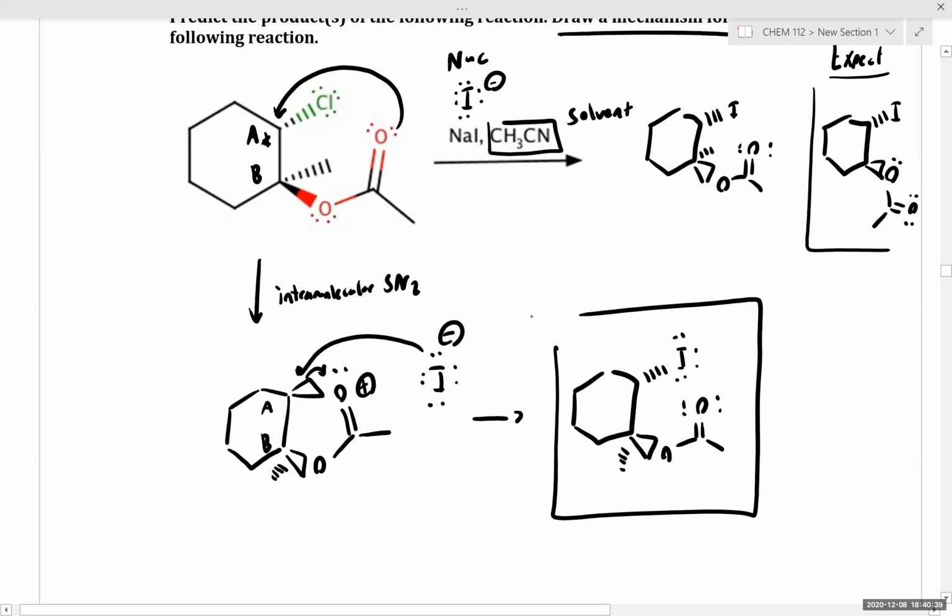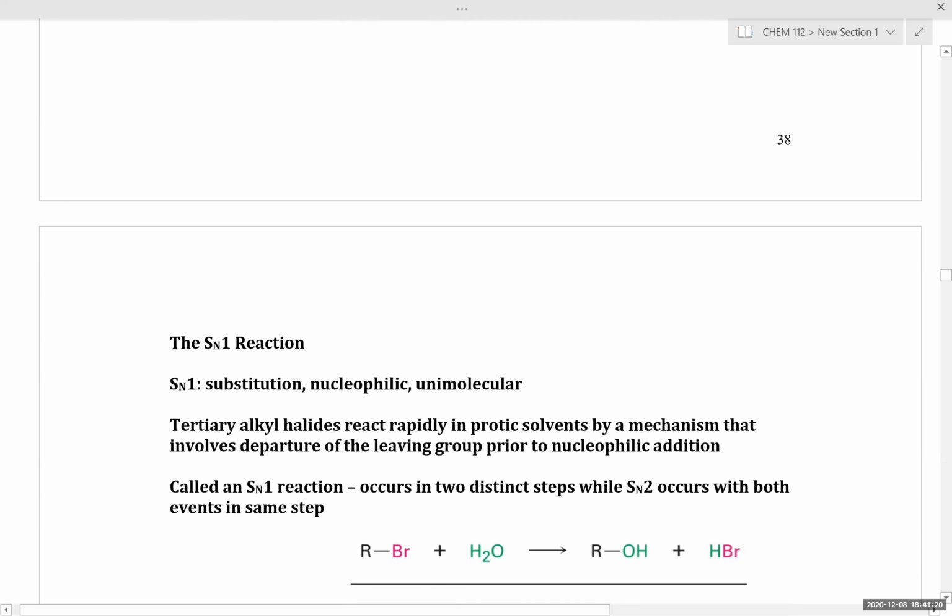So again, this is a classic case of anchimeric assistance or neighboring group participation leading to a quote unquote double inversion of stereochemistry. Does this example make sense to everyone? Perfect. Okay, so let's keep going now.